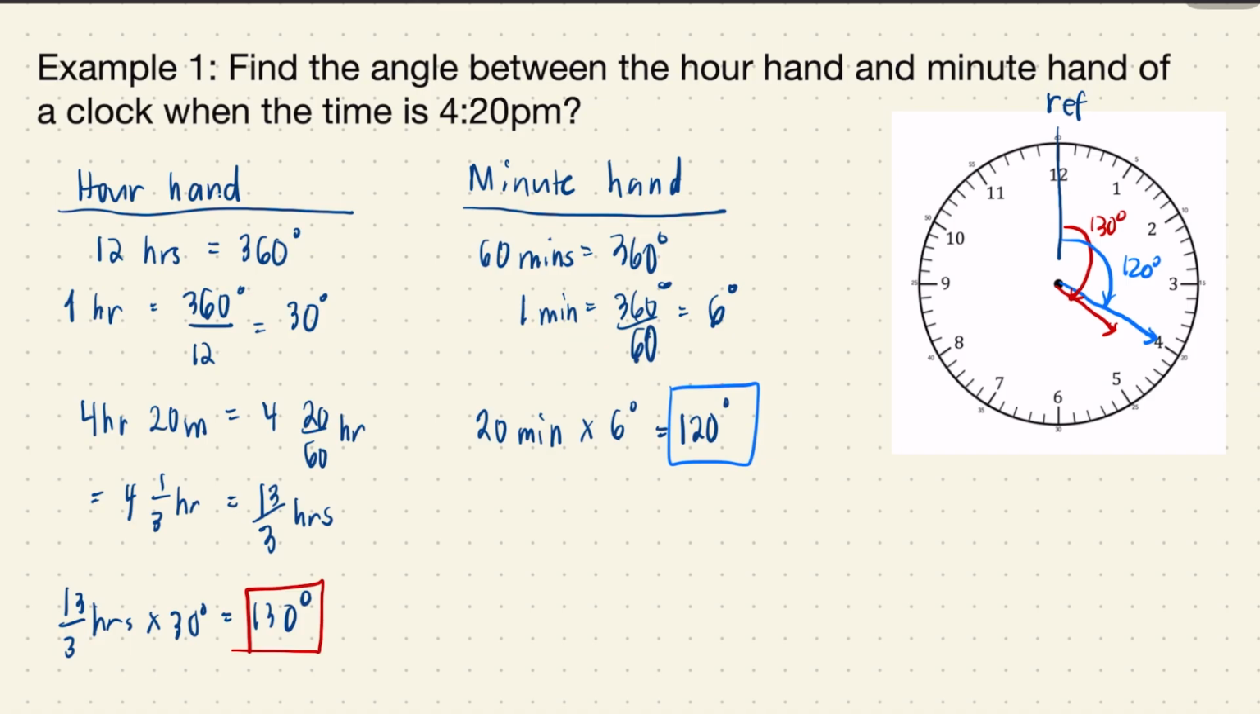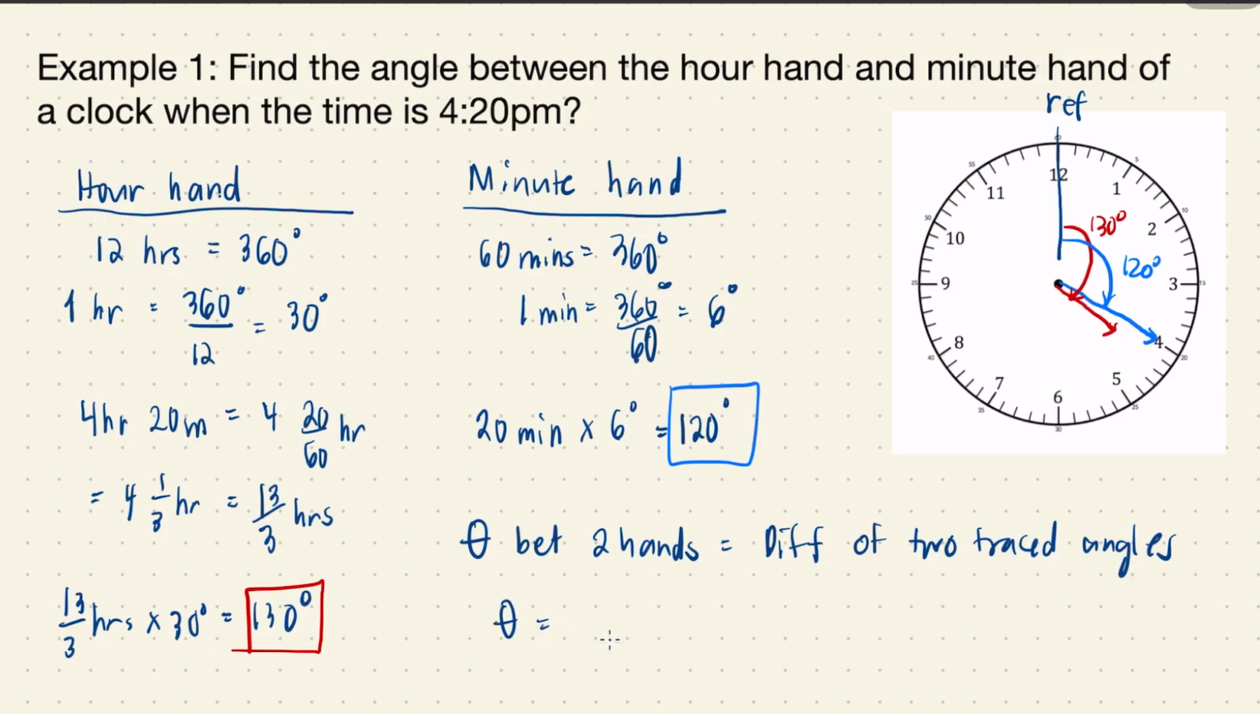So, to get the angle between two hands, we get the difference of the two traced angles. We call this the traced angles coming from the reference point. So, to get the angle, it will be 130 minus 120. So, the angle between the two hands would be 10 degrees. This will be our final answer.